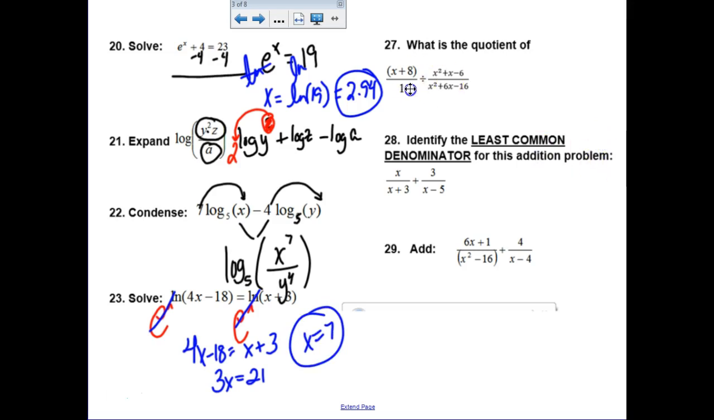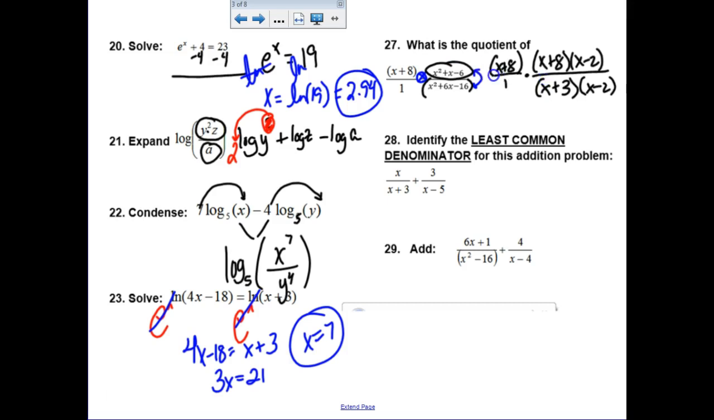Quotient. That means dividing. So I'm skipping over to 27 here. When we divide polynomials and rational functions like this, we have to actually change this to a multiplication problem by flipping, or taking the reciprocal of, the fraction that follows the division sign. So x plus 8 is a term. It's not factorable, it's just a term. But this guy, x squared plus 6x minus 16, that's going to factor into, let's see, x plus 8 times x minus 2. And then over, this guy factors into x plus 3 times x minus 2.